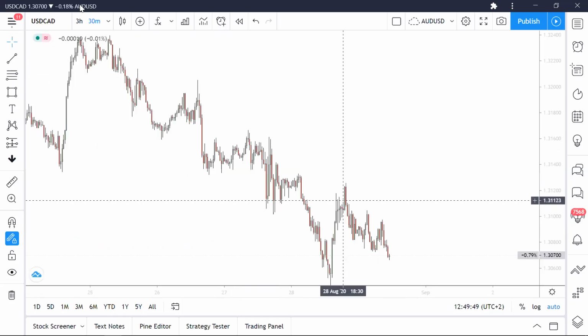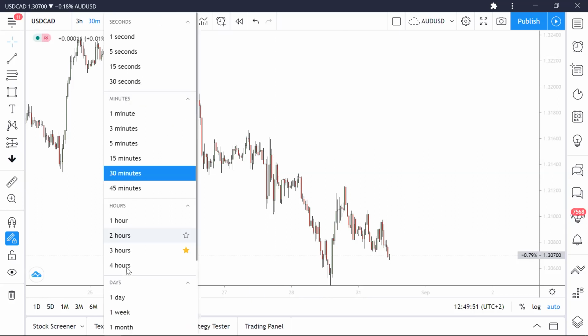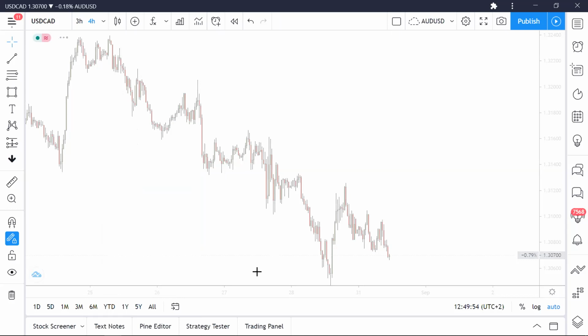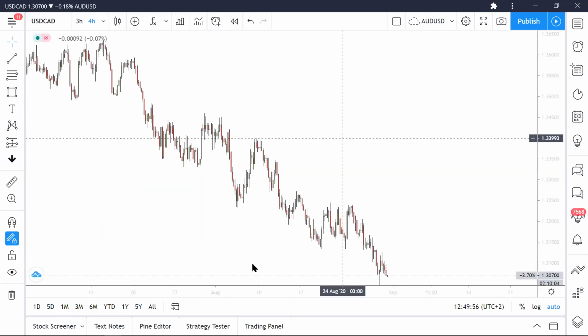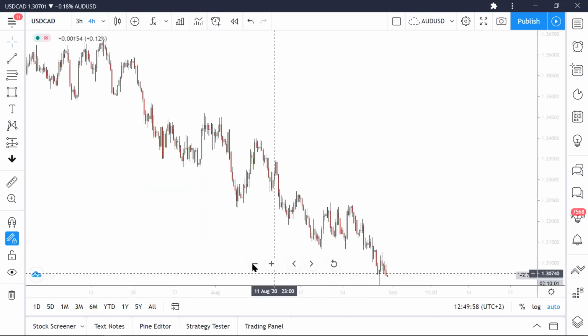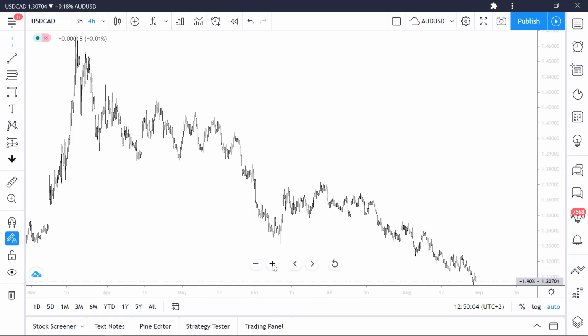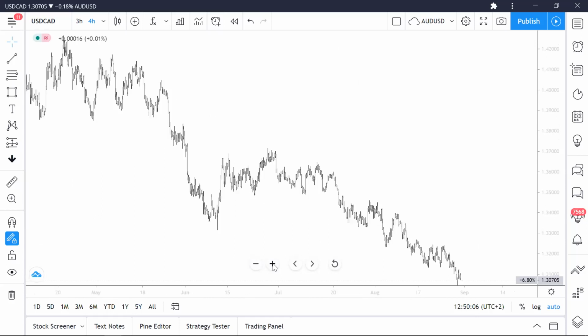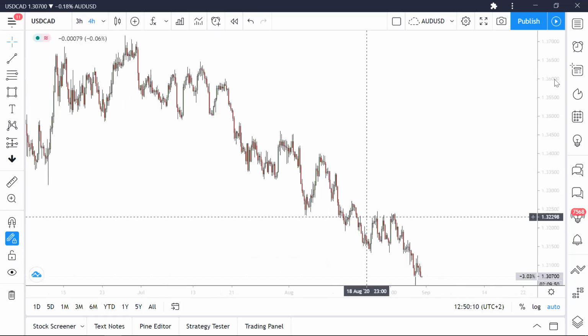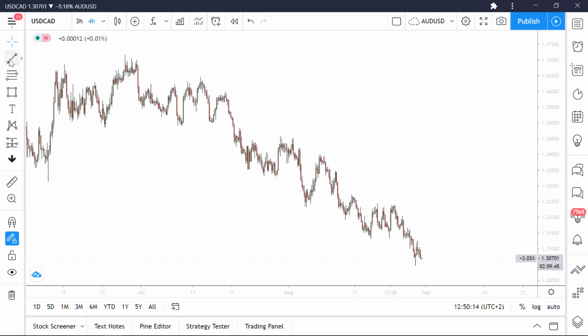So here you're looking at the USD CAD. I'll just go to a higher time frame. I'll look at a 4-hourly time frame. You can see on the 4-hourly time frame, there's been a huge bearish momentum. But I want to specifically focus on the much lower time frames where I'll be looking to actually get my entries.